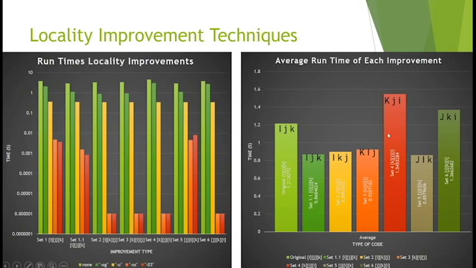Technique 5, which used the JIK pattern, ran almost 33% faster than the original code with the IJK pattern. Keep in mind, these results may vary on machines with different architecture.